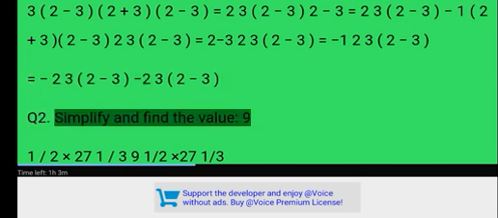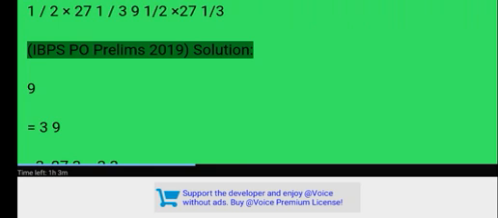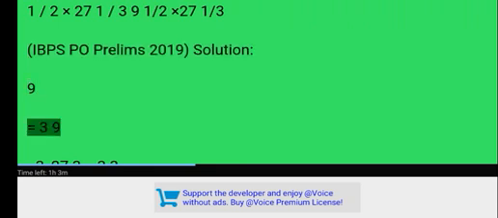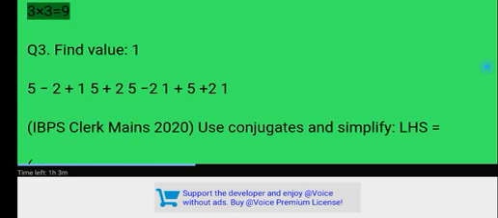Q2. Simplify and find the value of 9 to the power 1/2 times 27 to the power 1/3. IBPS PO Prelims 2019. Solution: 9 to the 1/2 equals 3, 27 to the 1/3 equals 3, so 3 times 3 equals 9.